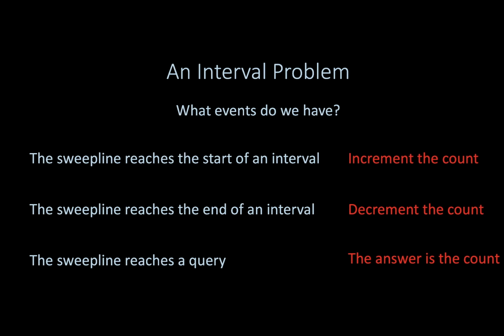When we reach the start of an interval, that's representing that we need to start considering this item, and we might keep track of some data structure, maybe like a set or something. If we reach a query, we output some sort of statistic with our data structure. And when we reach the end of an interval, that means that this item is going to stop existing and we should remove it from our data structure. So there can be more complicated examples as well.